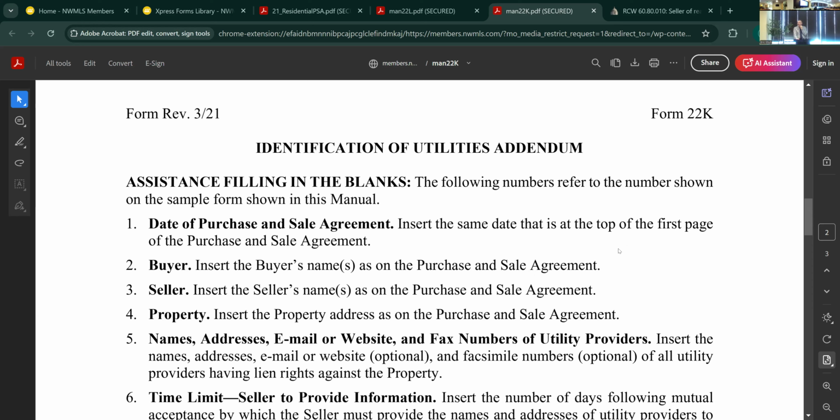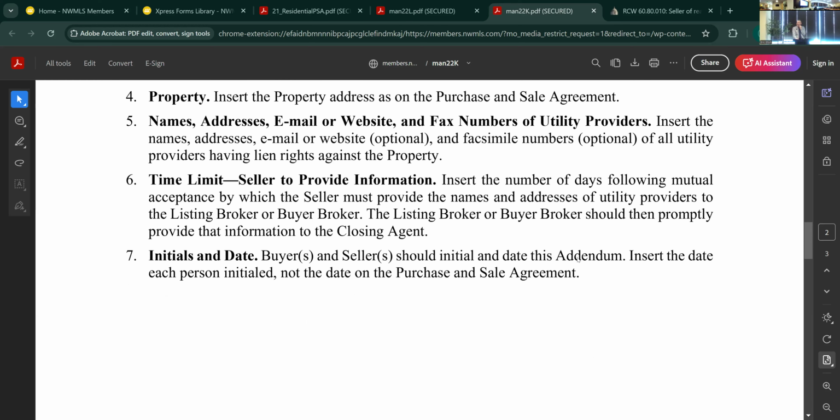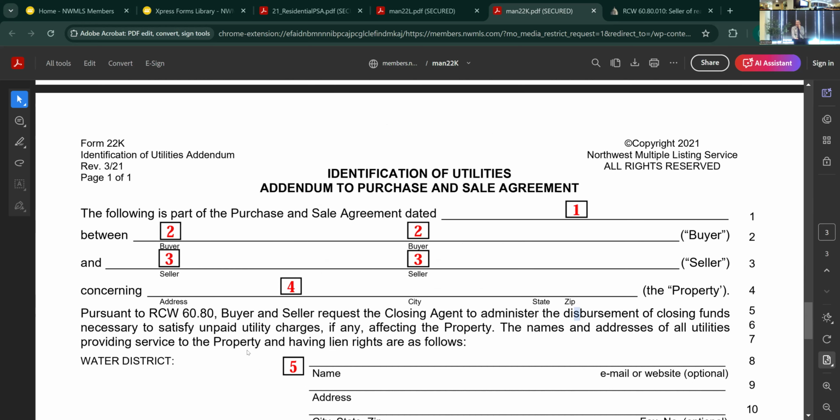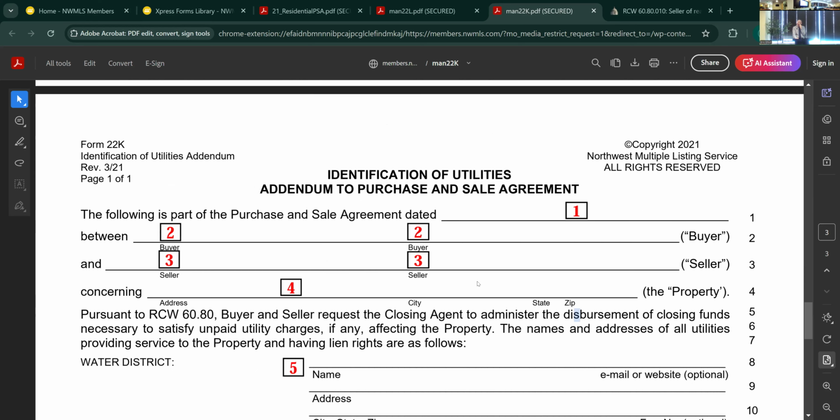All right, so date of the purchase, let's get the assistance in filling in the blanks. So obviously we have the date of the agreement, the buyer's names, the seller's names, the property address. And then here's the disclosure of the RCW, just like we read earlier.